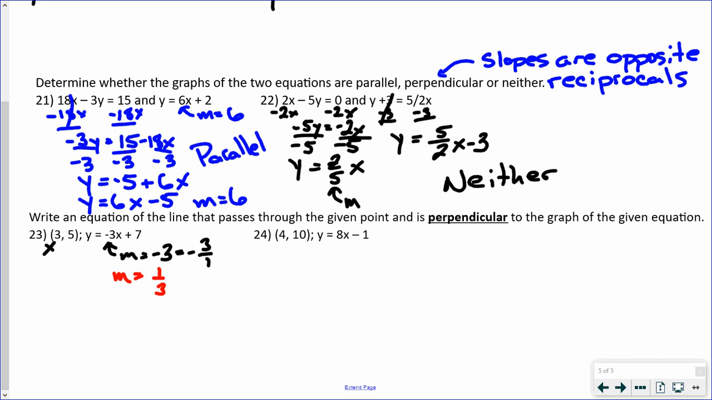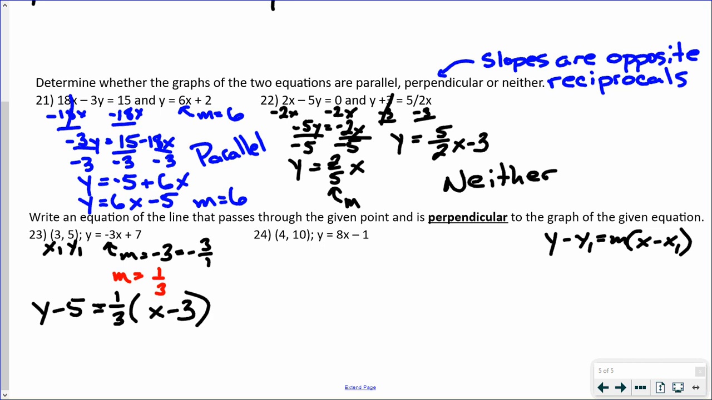Here's my x1 and y1. So I'm going to use point slope form. So again, point slope form is y minus y1 equals m times x minus x1. So plug those in. So y minus 5 equals 1/3 times x minus 3. And so that's the equation of the line that's perpendicular to that one.